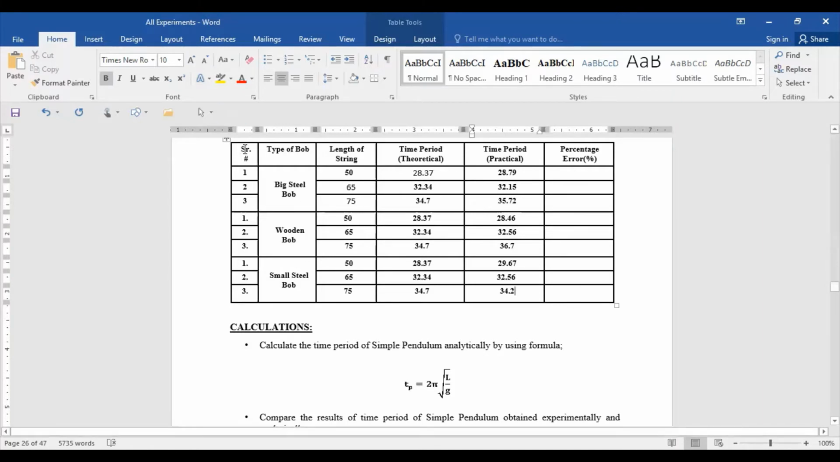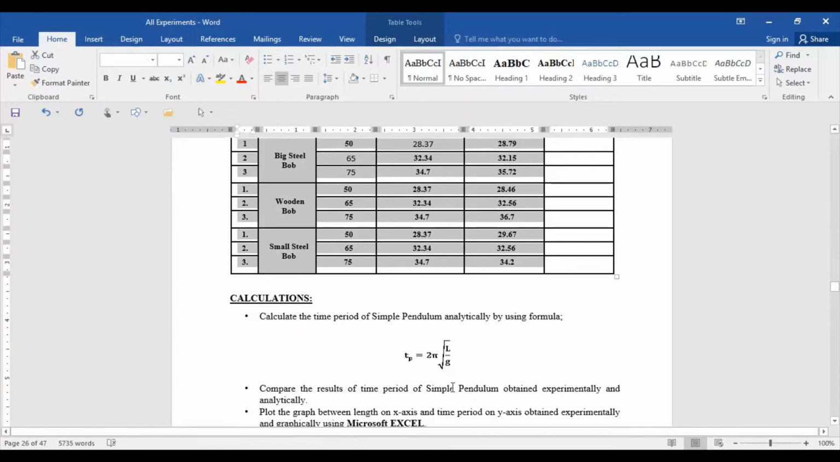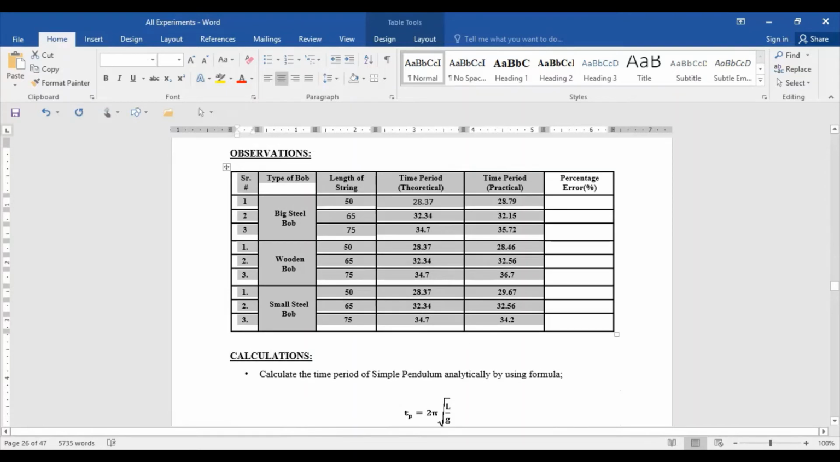So right now I am going to tell you how you can work it out. You have to show your calculation of the time period you have calculated theoretically from this formula. So L will be the length of the string, and small g is the gravity, that is 9.81. So let me open my Excel.